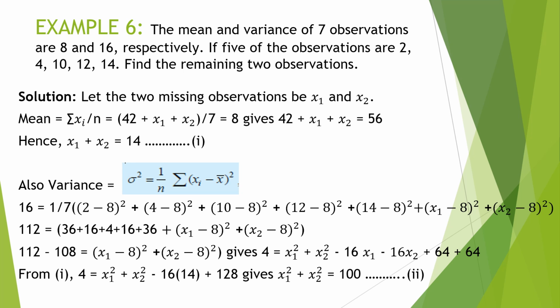Now on simplification, what do you get? 112 minus 108 is equal to (x1 minus 8) whole square plus (x2 minus 8) whole square. Simplify this. So you will be getting 4 is equal to x1 square plus x2 square minus 16x1 minus 16x2 plus 64 plus 64. Take out minus 16 common. In the bracket you have x1 plus x2. But x1 plus x2 is 14 from the first equation. Just put that value. So on simplification, you will get x1 square plus x2 square is equal to 100. Let this be equation 2.